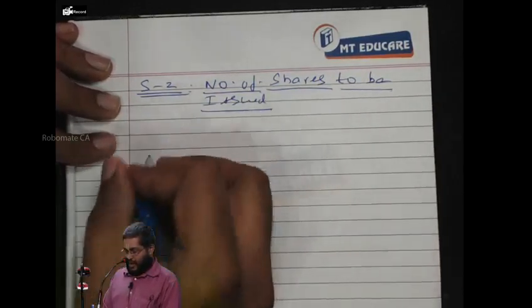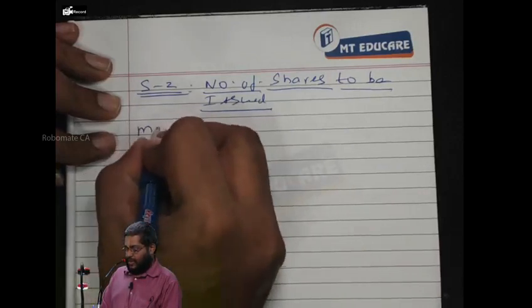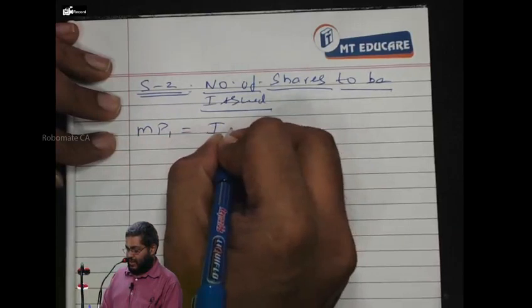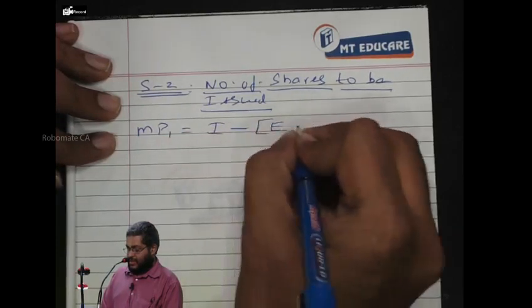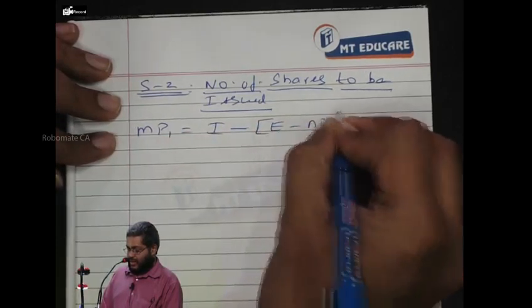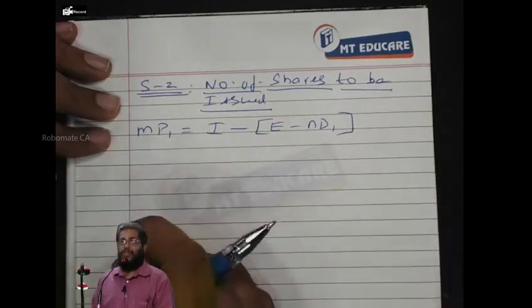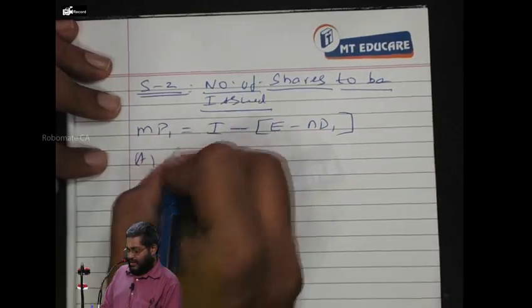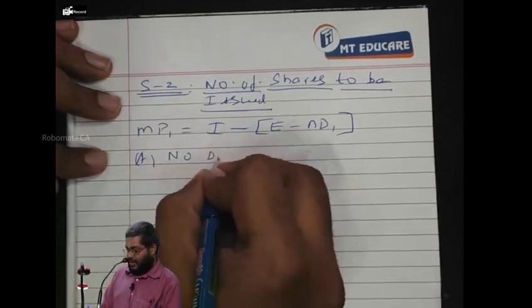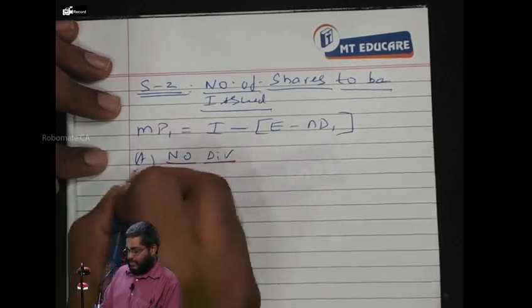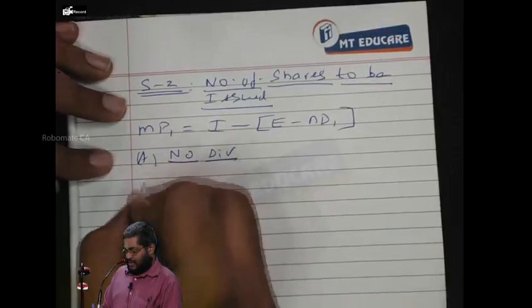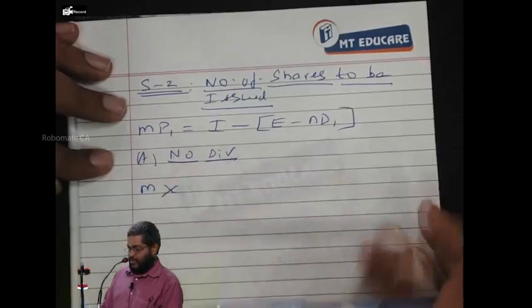Now, write the formula and then substitute. What is the formula? M P1 is equal to I minus E minus N D1. Capital A, no dividend. M into what is the price when no dividend is declared?